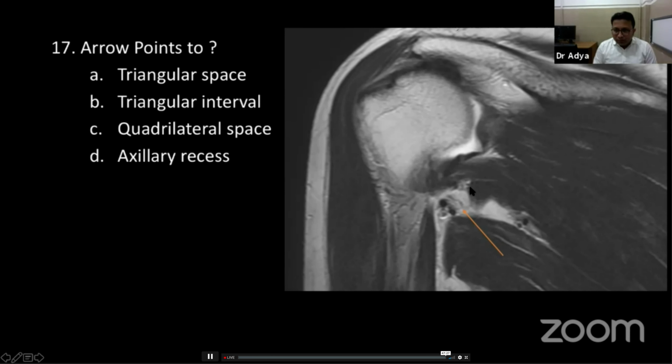It is bounded medially by the lateral border of the long head of the triceps, laterally by the surgical neck of the humerus, inferiorly by the superior border of the teres major muscle, and superiorly by the inferior border of the teres minor muscle. So this is the quadrilateral space. The important structures which traverse through it are the axillary nerve and the posterior circumflex humeral vessels.